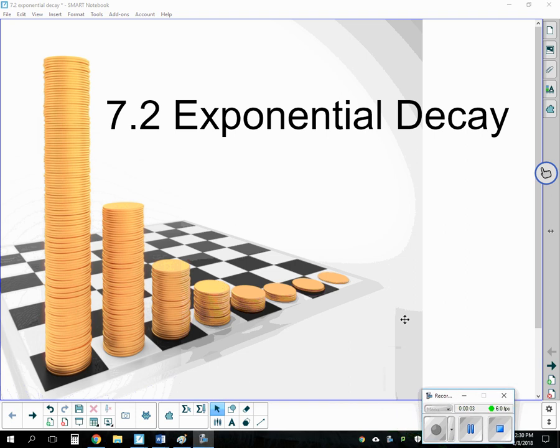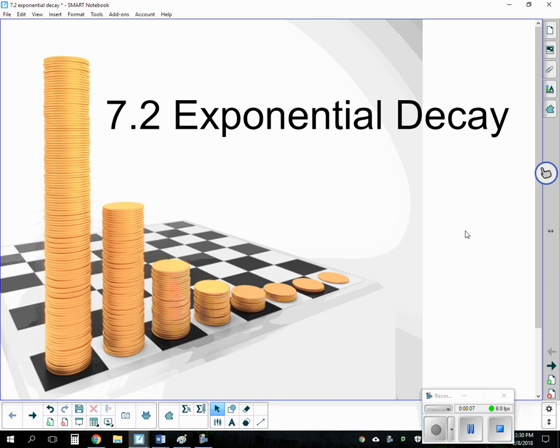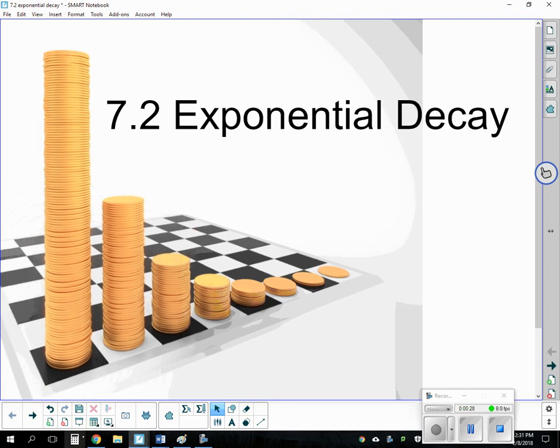Hey guys, we are moving on to exponential decay, and if you notice, I used the same picture as I used for 7-1 exponential growth, but I flipped it because that's essentially what it is. It's going to be the same thing going in the opposite direction. So when we had exponential growth, our coin stacks here were increasing, and now with exponential decay, we're going to be decreasing.